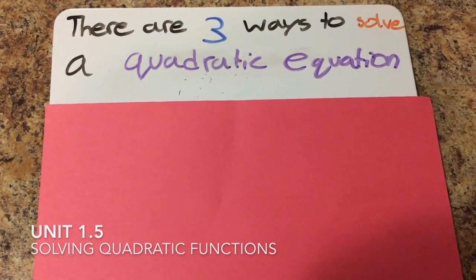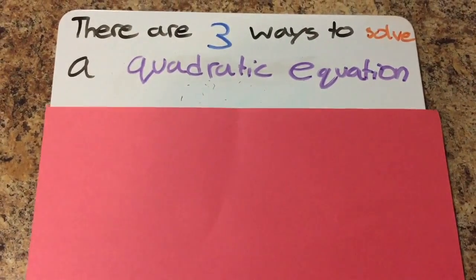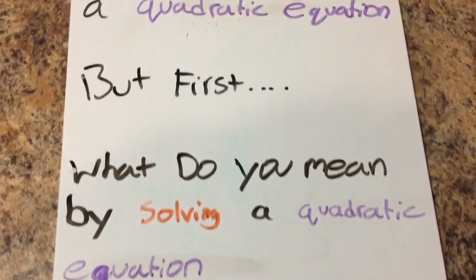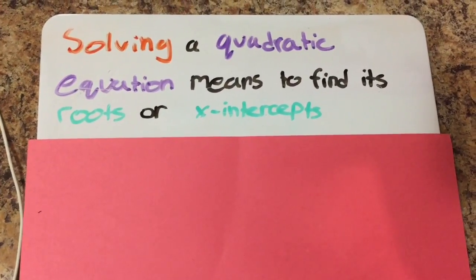There are 3 ways to solve a quadratic equation. We can solve a quadratic equation by factoring, by completing the square, or by using the quadratic formula. But first, what do you mean by solving a quadratic equation? Solving a quadratic equation means to find its roots or x-intercepts.